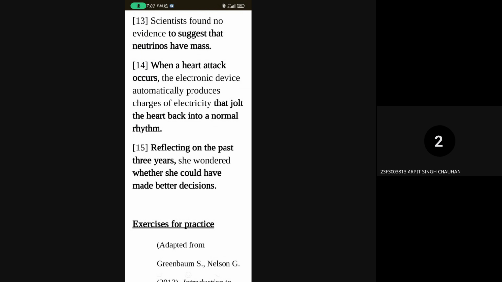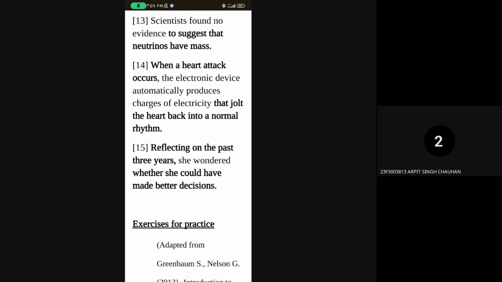What type of subordinate clause is it? Adverbial clause, because "when" refers to time. Correct. So adverbial clause, like "when a heart attack occurs," right? Someone was answering for the previous sentence, no? I think she answered it as adverbial clause. So keep this in mind. This is an example of an adverbial clause which indicates time, right?